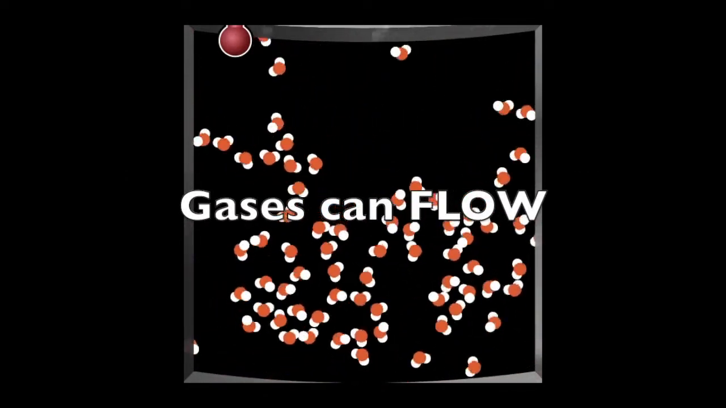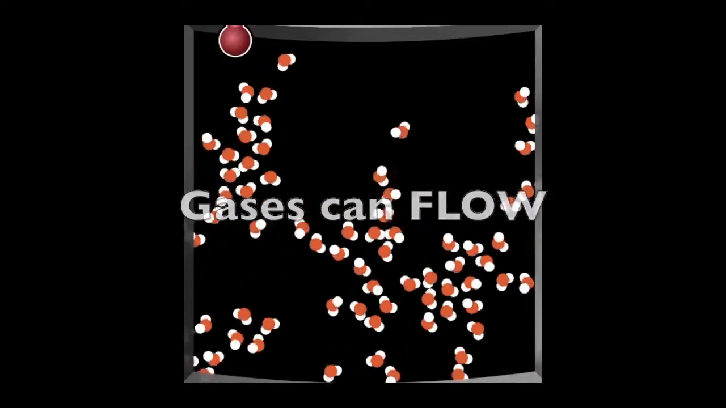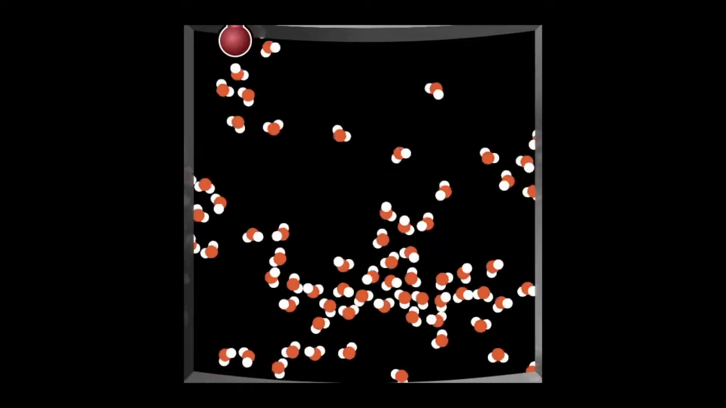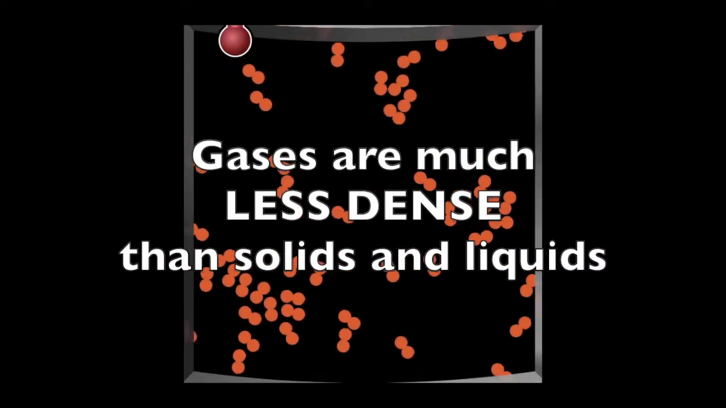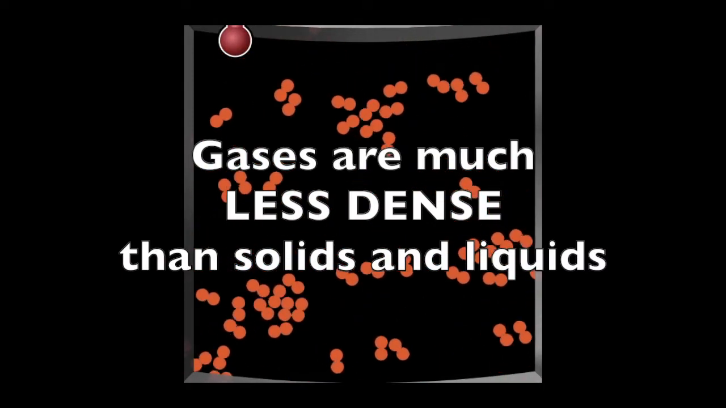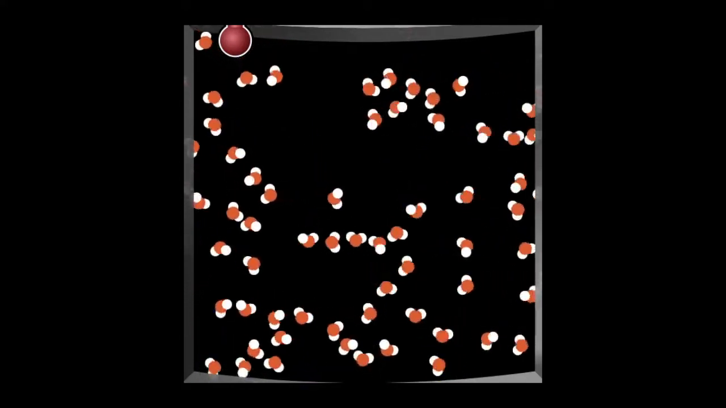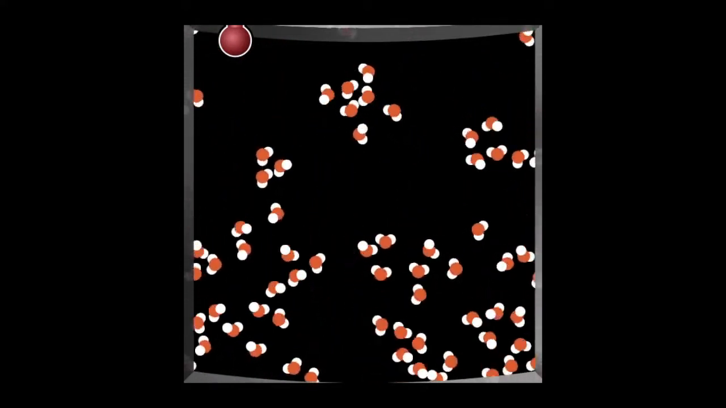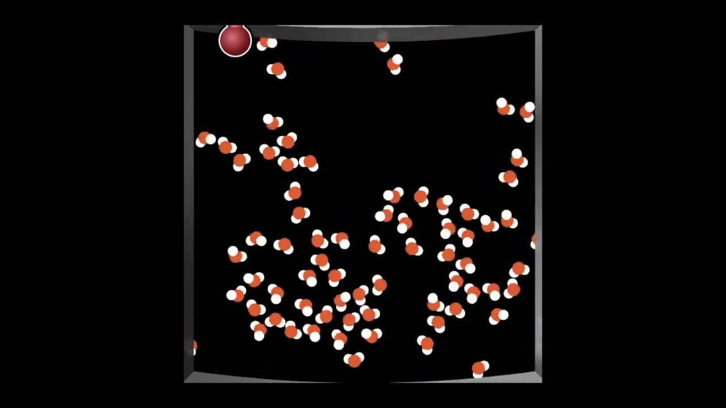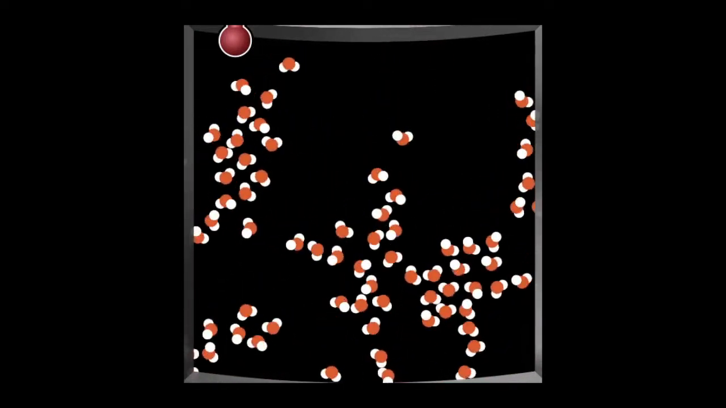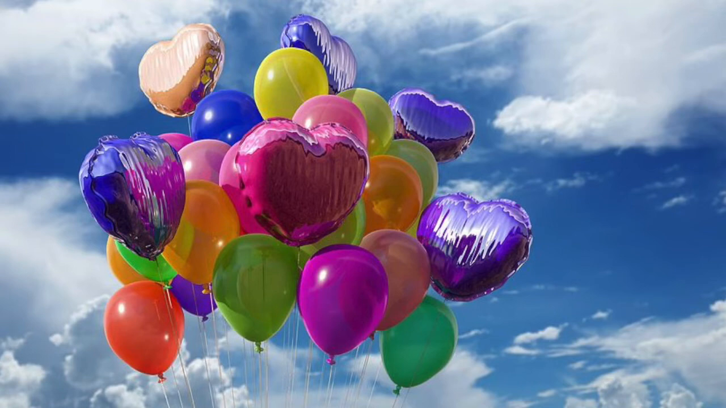Gases can flow because the particles are not bound to each other and they can move around very easily. Gases are much less dense than solids and liquids are because their particles are spread very far apart. In fact, most of what is in a gas is empty space. And this is one of the reasons that gases are so light.